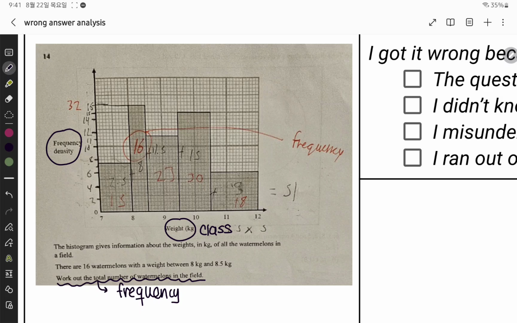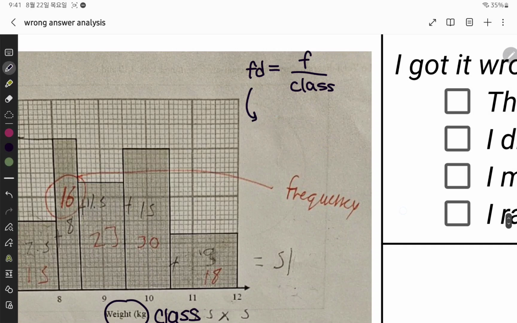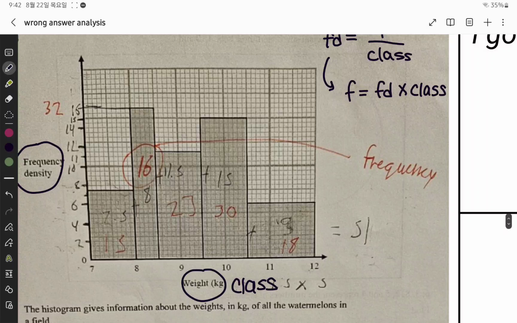So we need to use the frequency density formula in order to calculate the frequency which the problem is asking us. So we're going to recall the frequency density formula. Frequency density, FD, is equal to frequency divided by class, right? Which means, in this case, in order to calculate frequency, we need to multiply the frequency density by class. So we're going to calculate the frequency for each of the bars as you see in this histogram.